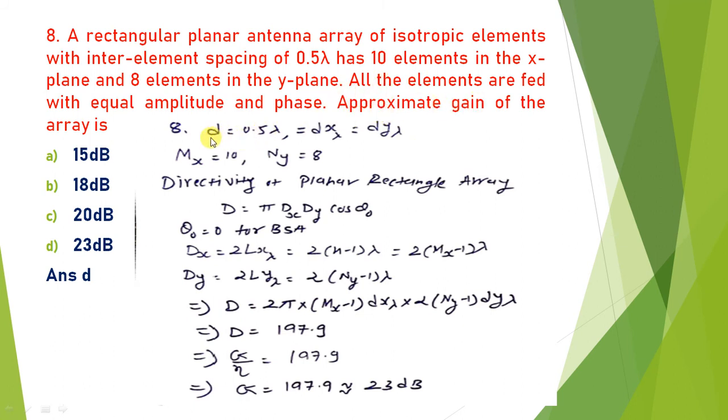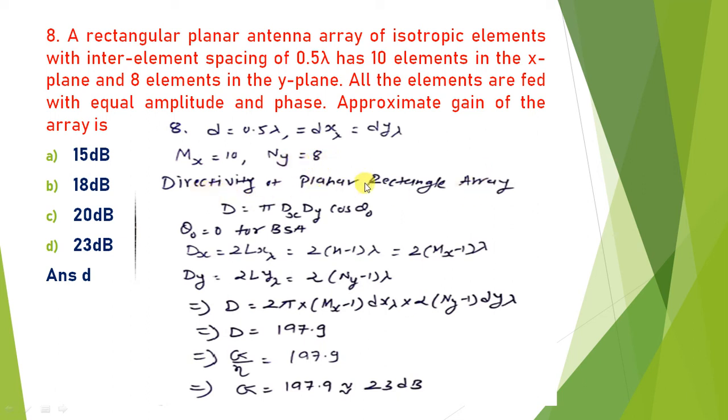So now what is the data given? d is equal to 0.5 lambda. So in x and y both directions the distance is same, so dx lambda is equal to dy lambda is equal to 0.5. Mx is nothing but the number of elements in x direction, that is equal to 10. Ny is equal to 8, that means number of elements in y direction is 8.